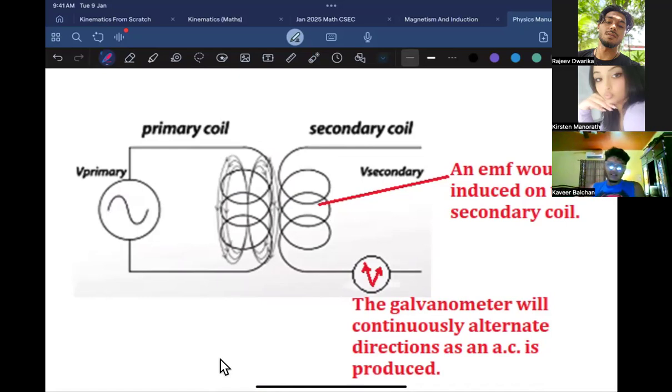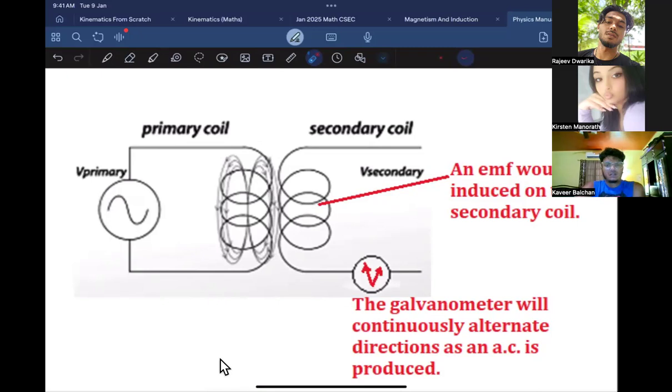So Justin, a transformer consists of two coils. You have a primary coil and a secondary coil. For it to work, you need alternating current. So Justin, what is this? That is the symbol for alternating current. And if you have alternating current, the current is switching directions periodically, you understand? Yes. And that also means that what is also changing?